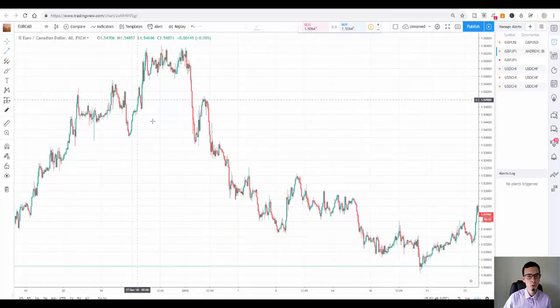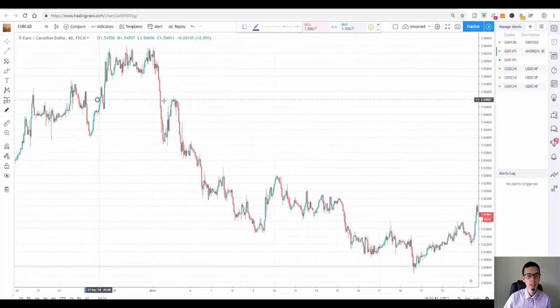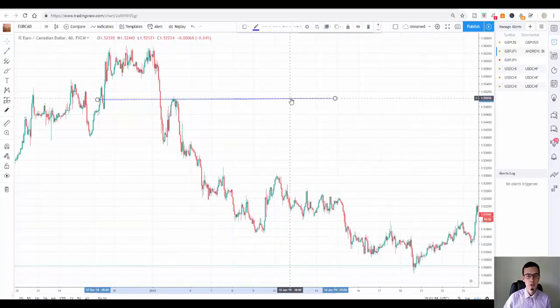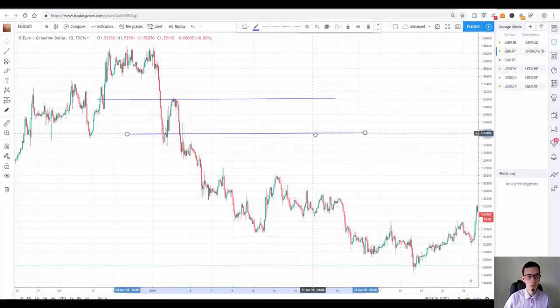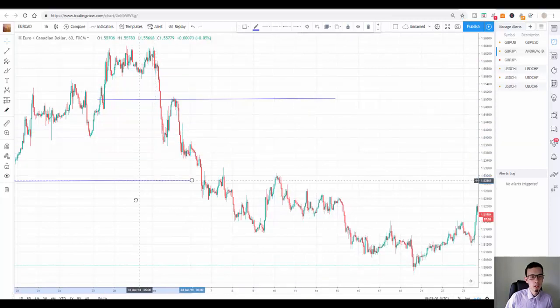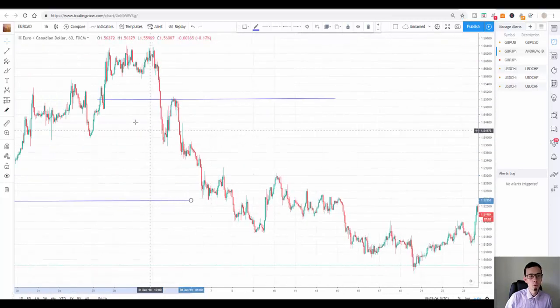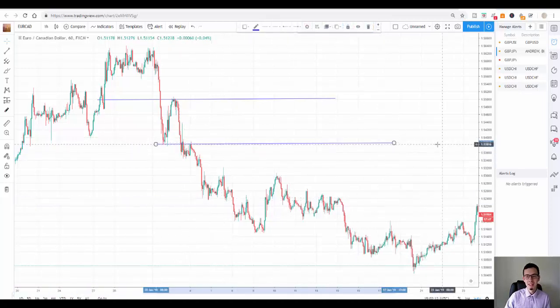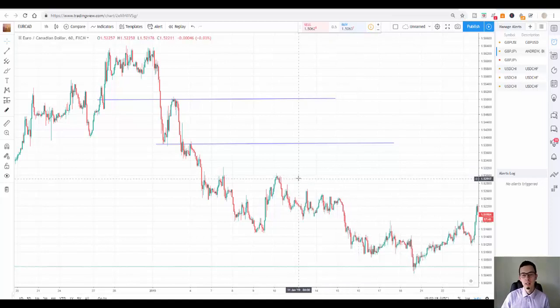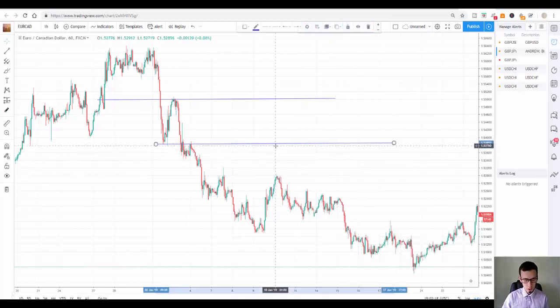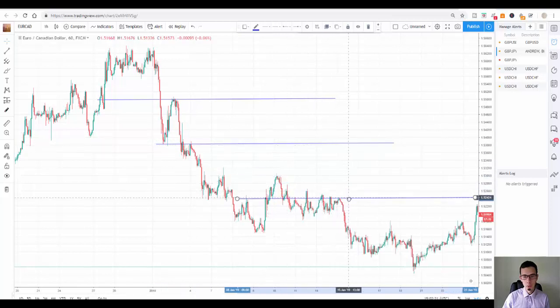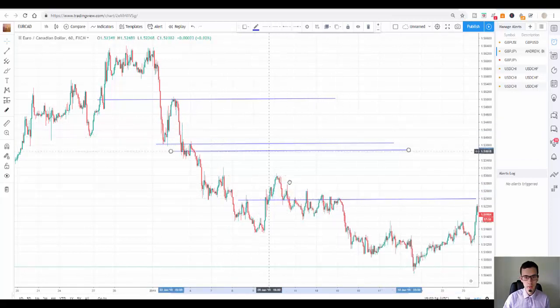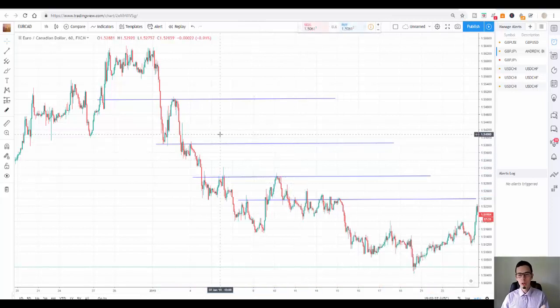As you can see right here, some of the inexperienced traders would simply identify their support and resistance. I'm gonna do it right now, and I'm gonna show you one of the really big mistakes people are making. So this would be one of our resistances right here, and here. These are bad resistances, you know, bad resistance regarding the risk factor. And then we have another one here, and let's put another one here. So we have four lines right now.